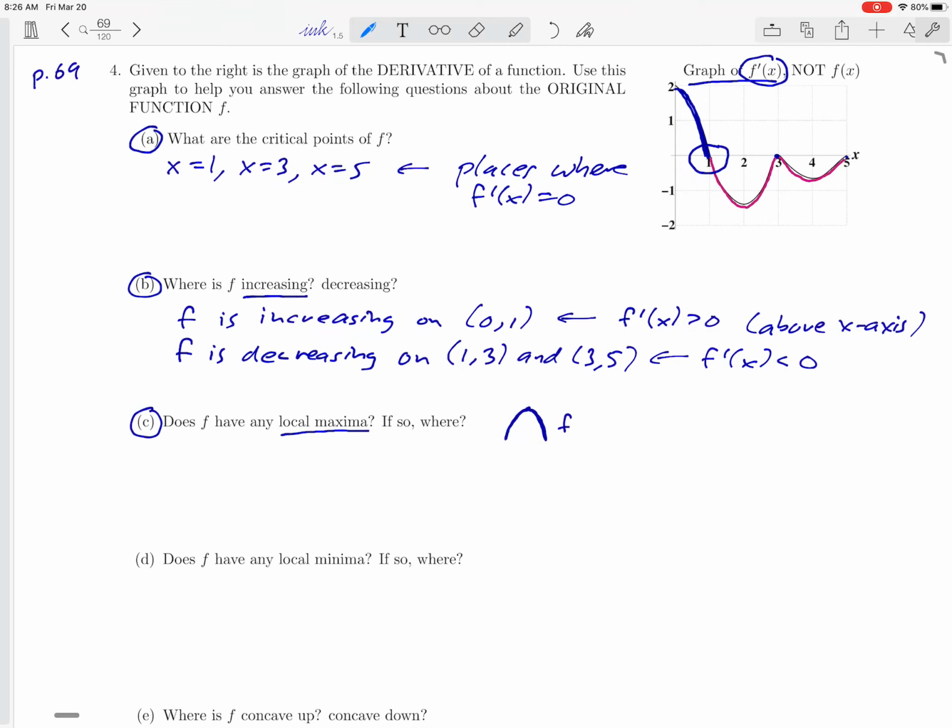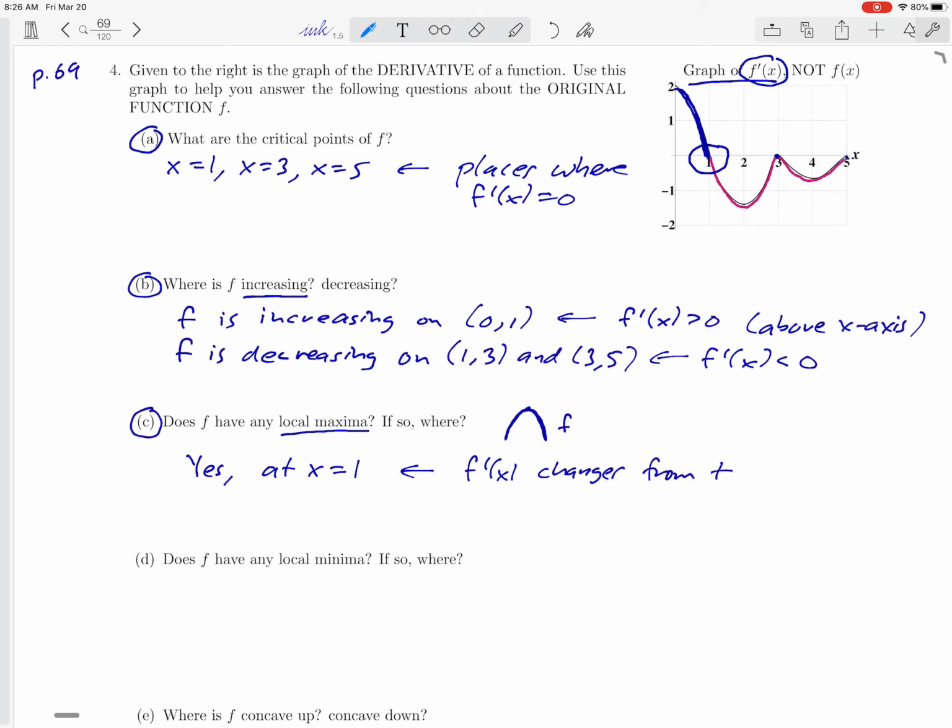Notice that our derivative is above the x-axis to the left of 1 and below it to the right of 1. That's giving us a positive slope to the left and a negative slope to the right. So our original function should have a maximum there. All right, so our answer is yes at x equals 1. And our reason, again, is just the behavior of the derivative.